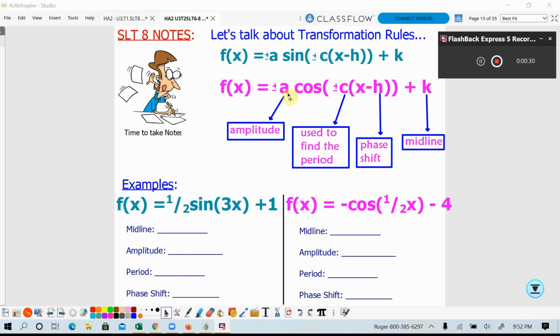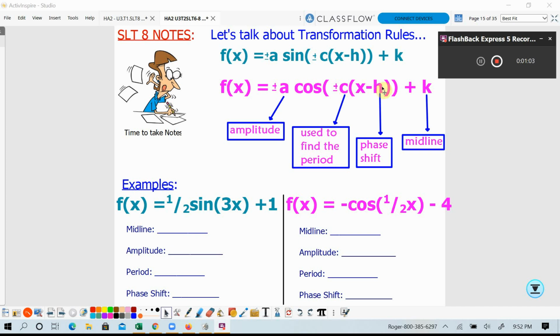Starting with A. A has two roles in terms of transformations. It is your vertical dilation, but it also takes care of a negative A as a reflection in your graph, particularly a reflection across the x-axis for A. Now, the C value, when it is negative, that is a reflection across the y-axis, but it also covers a dilation, the value of C, a dilation horizontally.